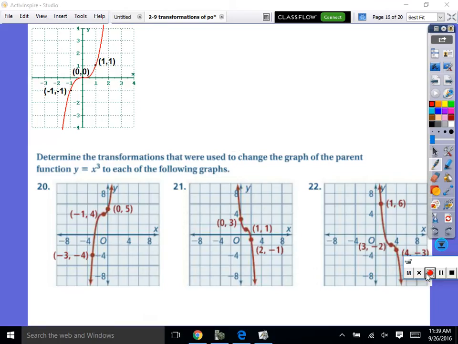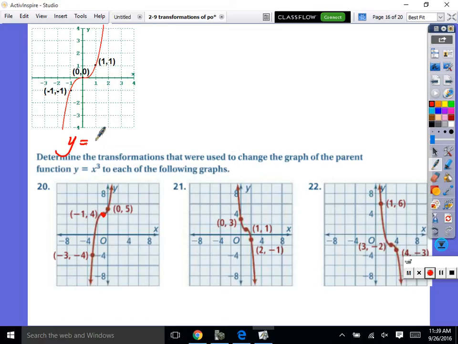So let's look at this one. If we have our starting point at 0, 0, then we're at a point over 1, up 1, and then over 1, down 1. Does everybody see that on the parent function? Yeah. So I always use the parent function to then look and determine the shifts. So this point that used to be at 0, 0 is shifted left 1, up 4.